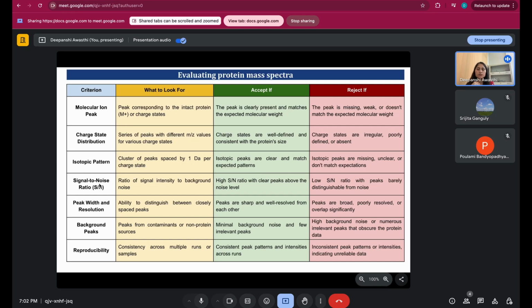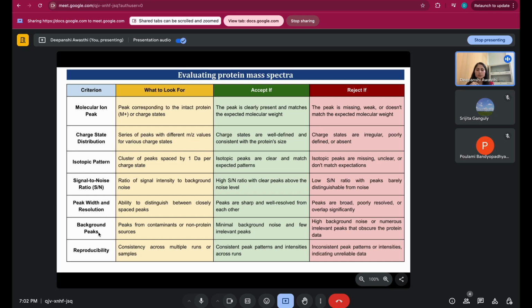Then there is the signal to noise ratio. If the signal to noise ratio is higher, which tells you that the signal is more and the noise is less, then you can accept that spectrum, whereas if there is a low signal to noise ratio, then you can reject that spectrum. Then comes peak width and resolution. We have also discussed that if the peak width is large, the resolution will be poor. Peaks should always be sharp, so that we can distinguish between two peaks which are present next to one another.